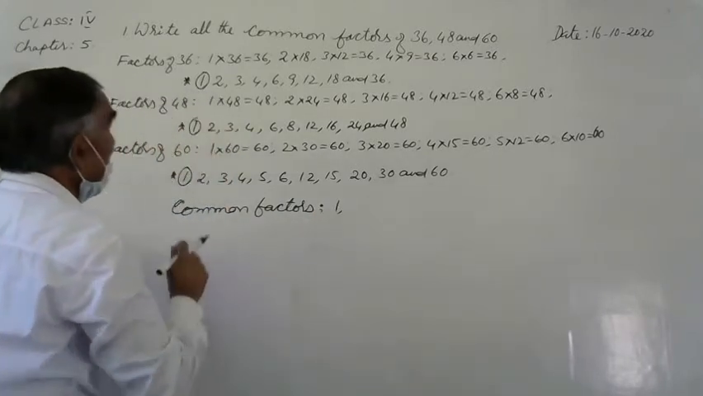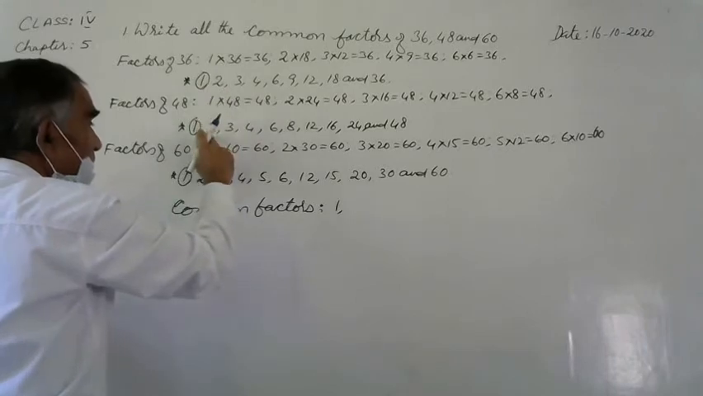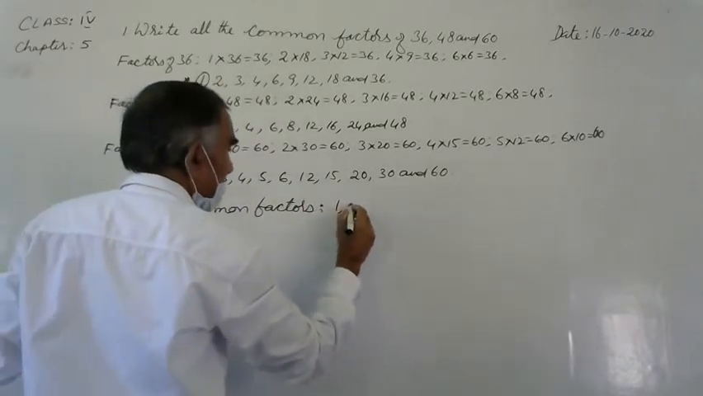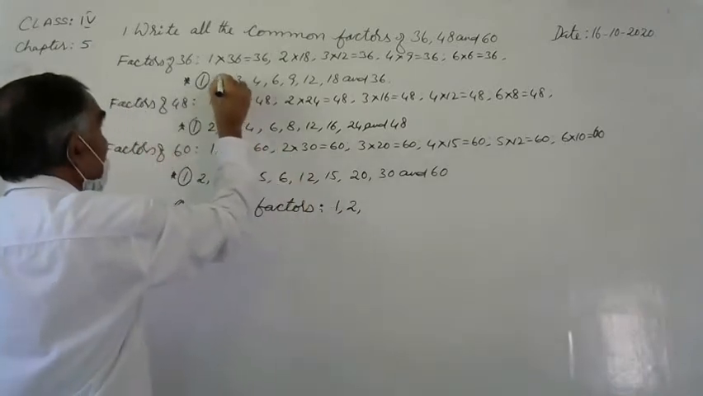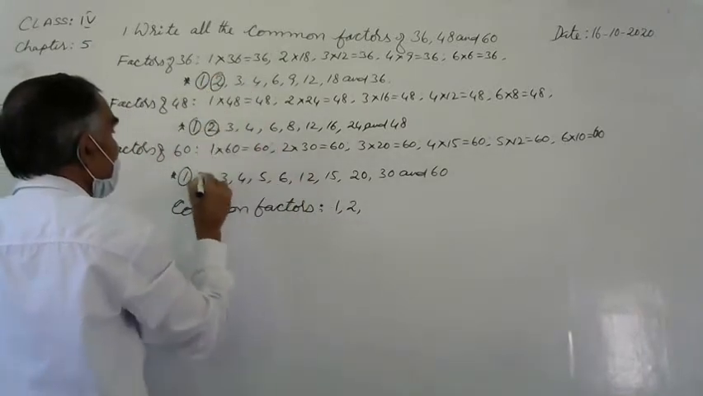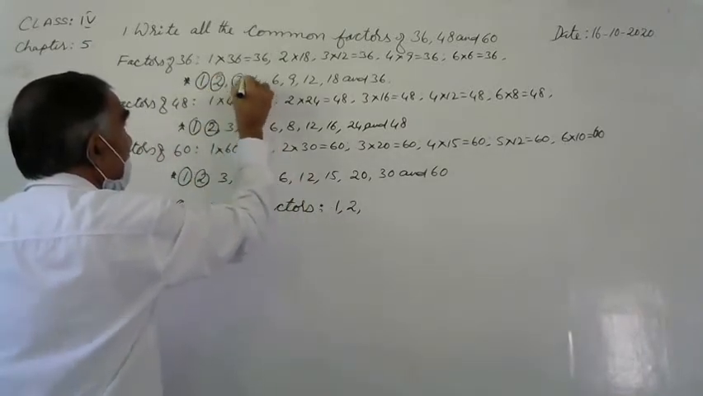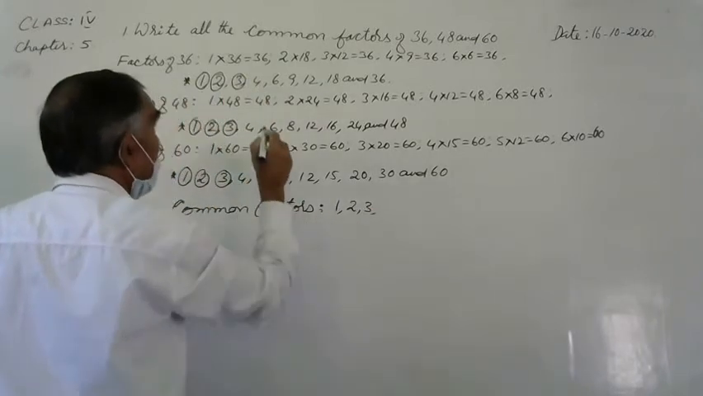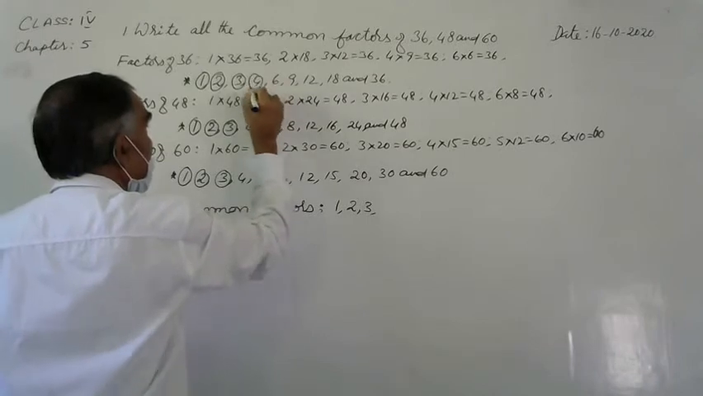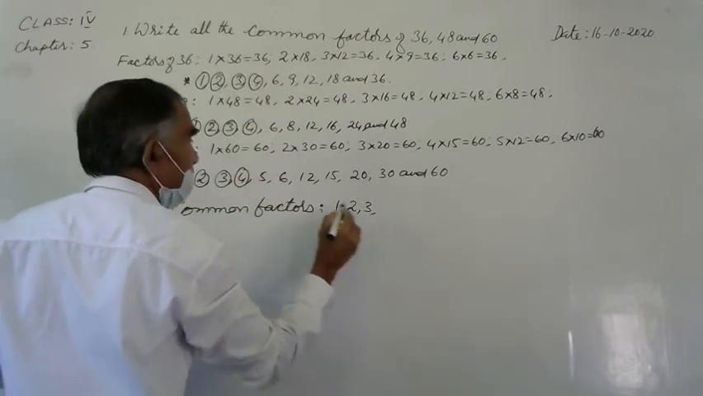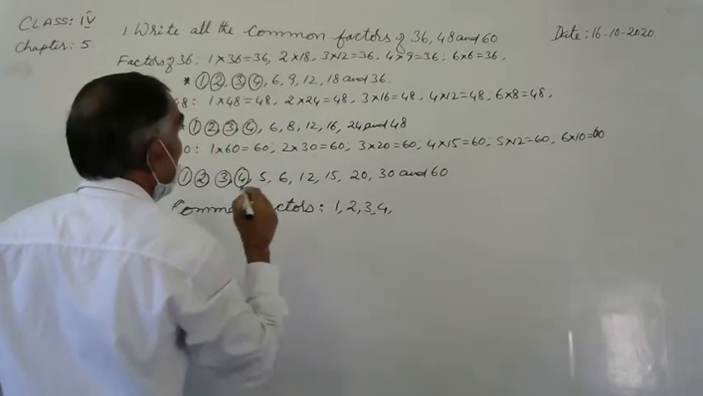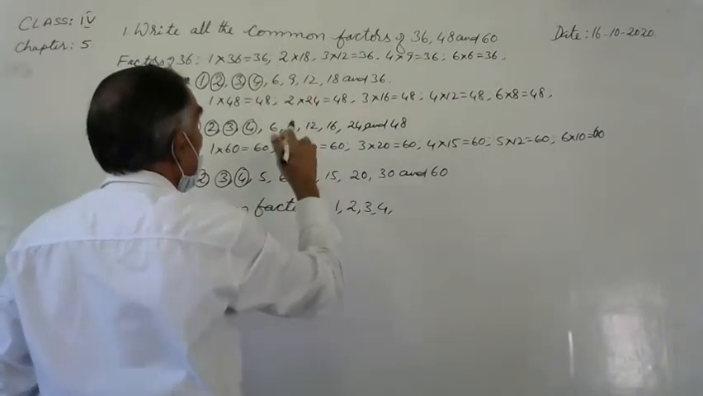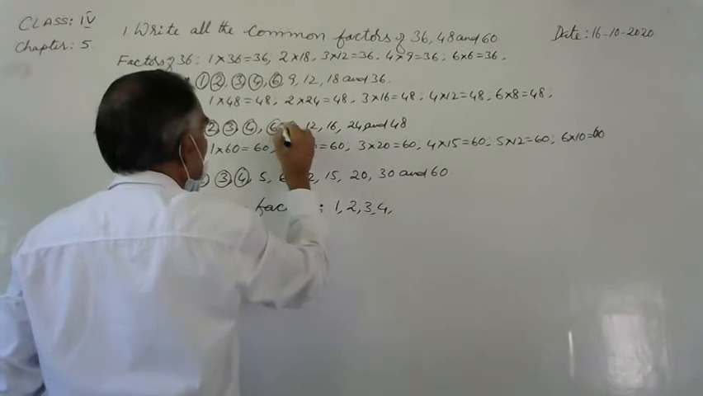1. The next is 2. 2 is here, 2 is here, 2 is here. 2 is present in all 3 numbers, okay? 2 is a common factor. You circle this. 3 is present in all these numbers. You write it. Next, 4 is also present. The next, 6. 6 is present here, here, and here. Yes, it's also a common factor. You write it.